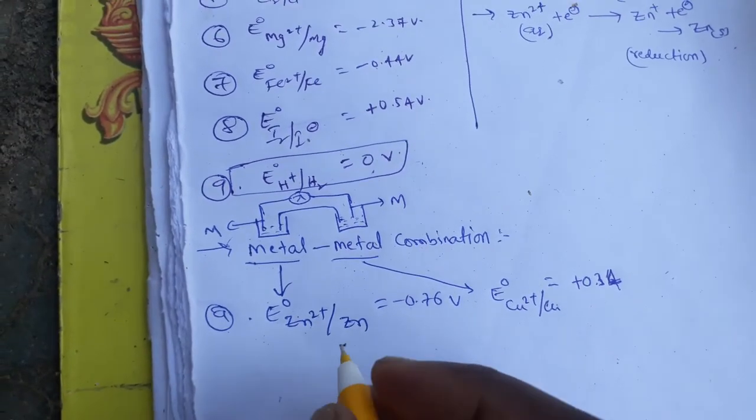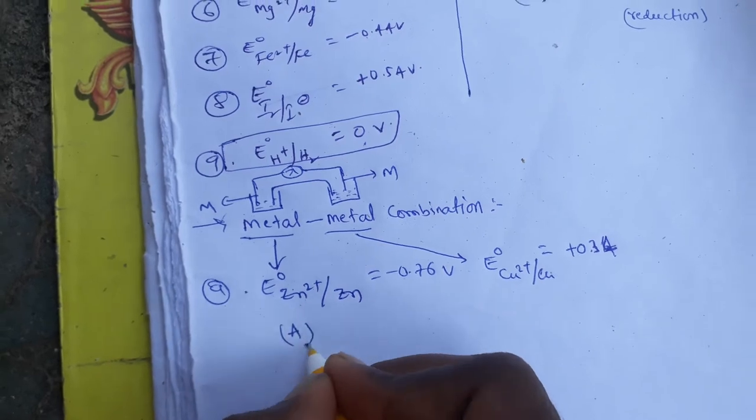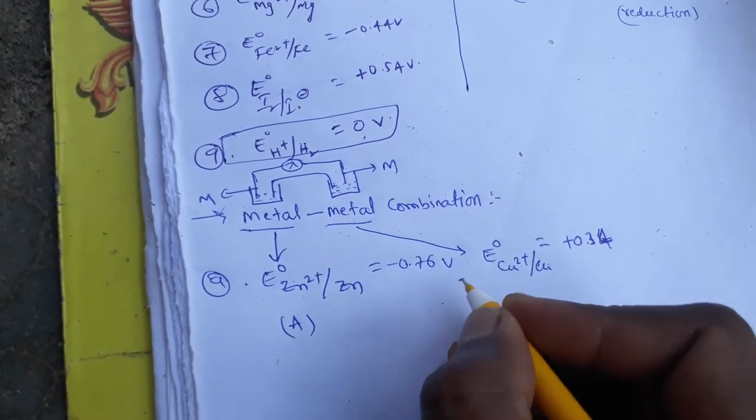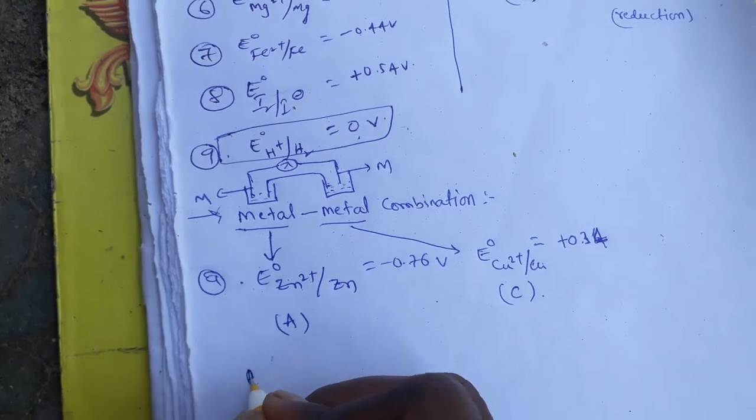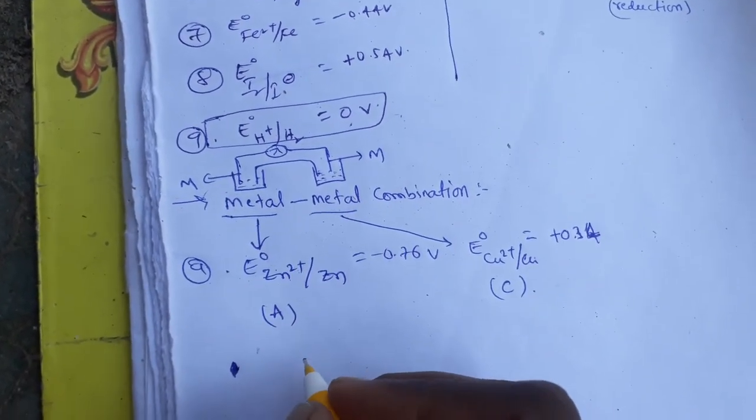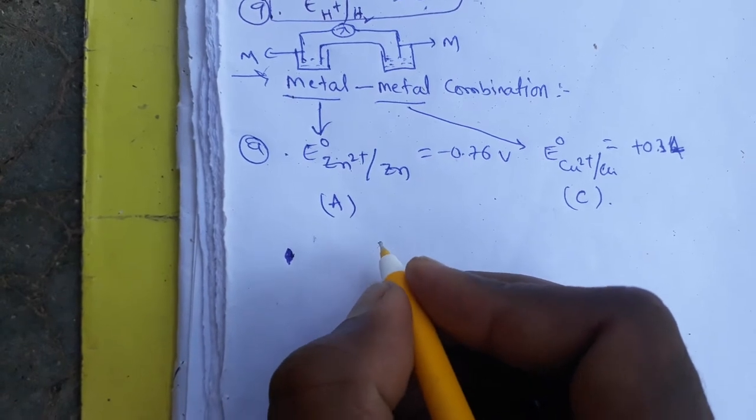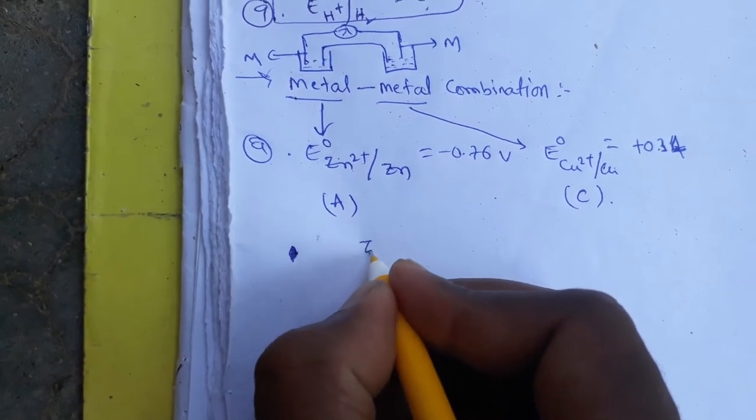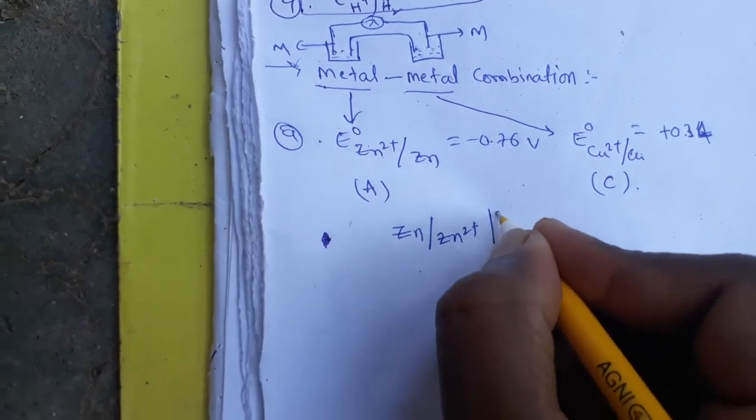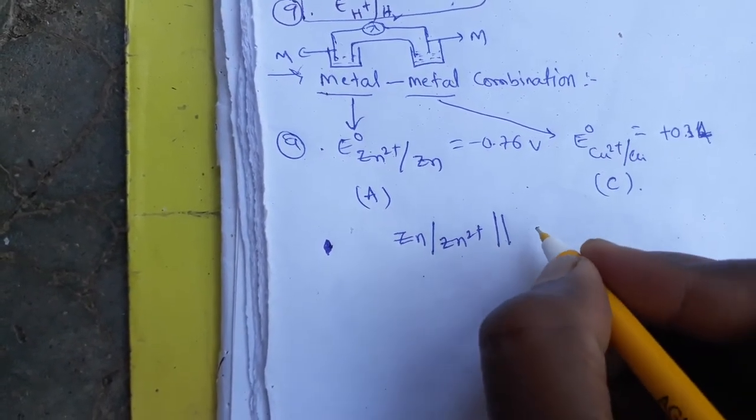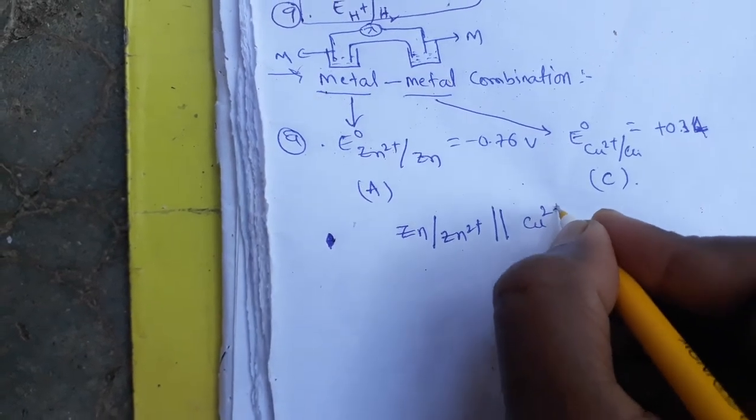Which one is the anode? The one present on the left side is the anode, where oxidation takes place. The salt bridge is in the middle, and the right side is the cathode. So how can I represent it in junction representation? We can represent the combination with the salt bridge by symbolic representation: zinc going to zinc 2 plus, left side is the anode where oxidation takes place, then the salt bridge, and the right side is the cathode, which is copper 2 plus to copper.